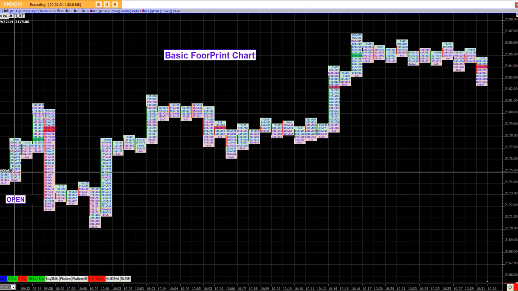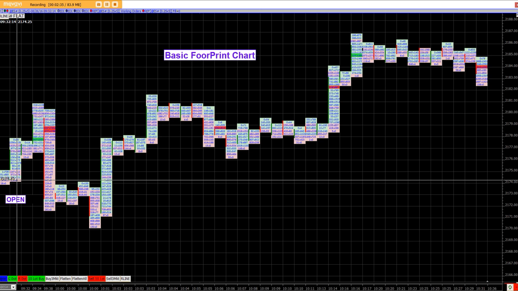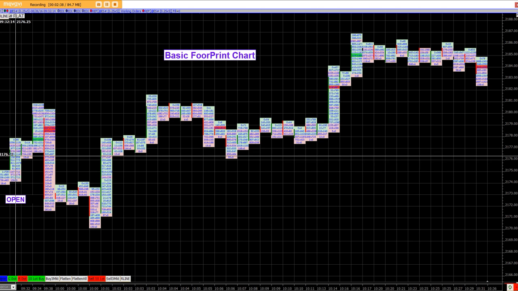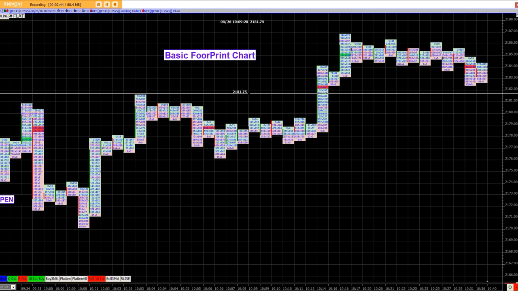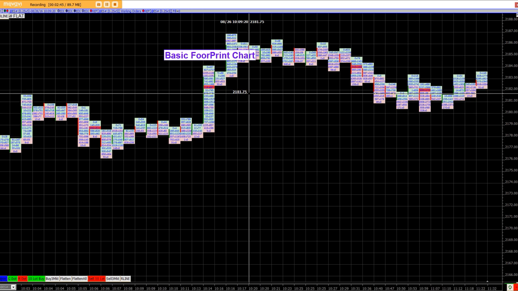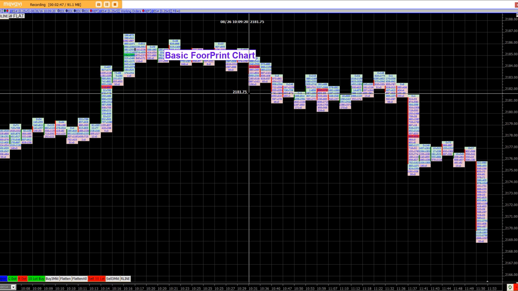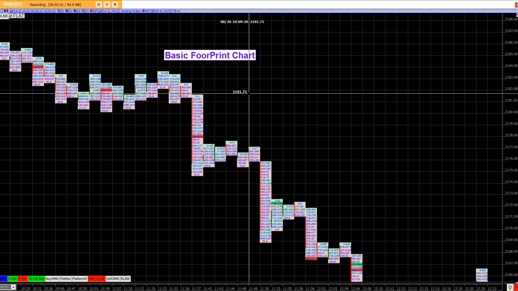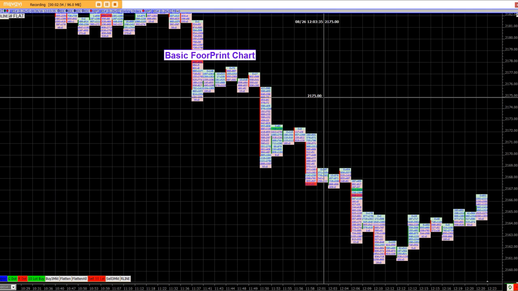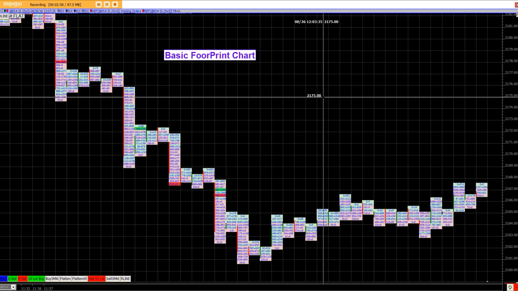So this was the regular session open right here. And as you can see, as we go through the day, you can see all these different bars and the buying and selling at each specific level. And that's all the footprint chart is doing for you.